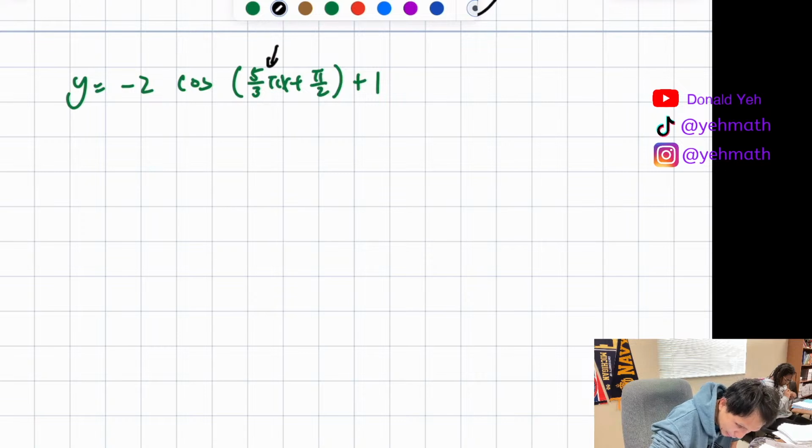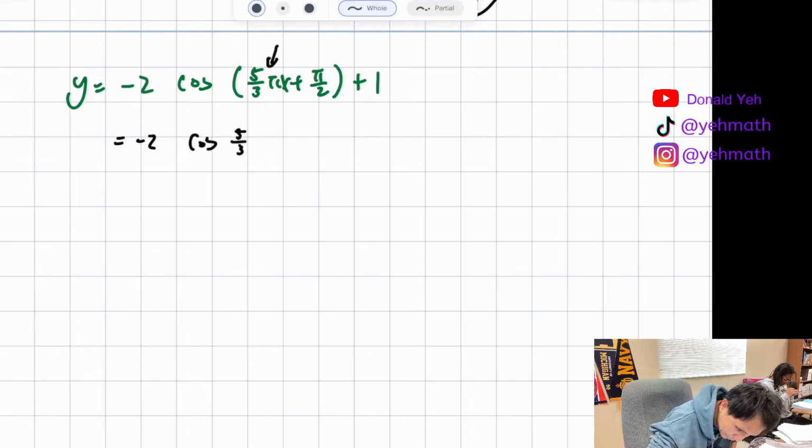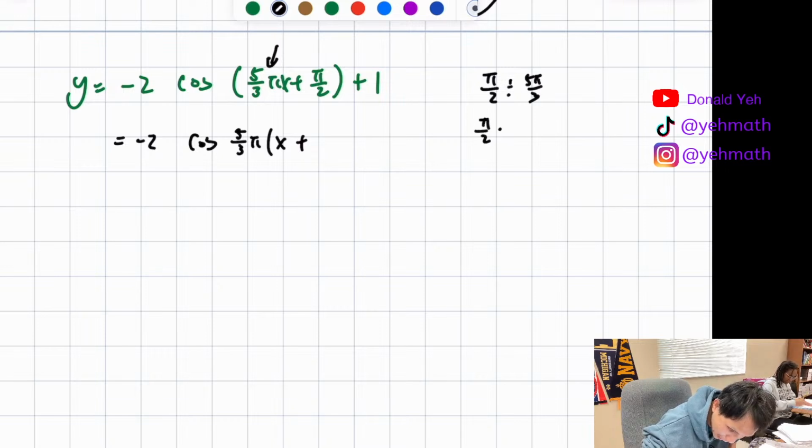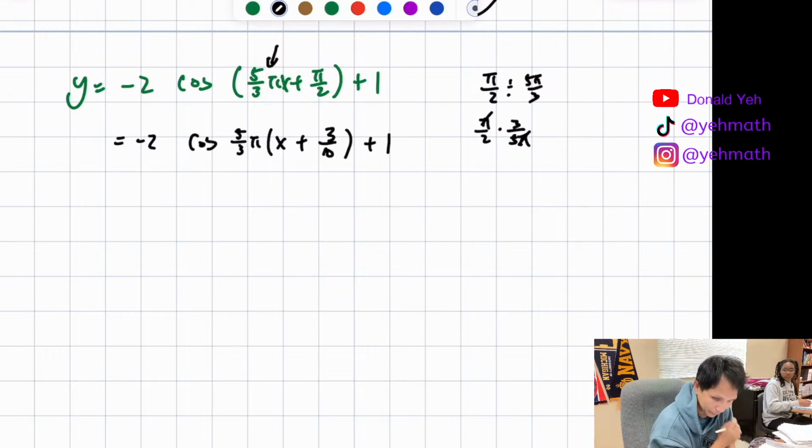So I'm going to factor this out. So it's equal to -2 cosine of 5 over 3 pi. So this case is different. This case is pi times x plus, what if you factor out pi over 2 divided by 5 pi over 3? Pi over 2 times 3 over 5 pi. This will cancel out, and this will get 3 over 10. Does that make sense? Is this okay?